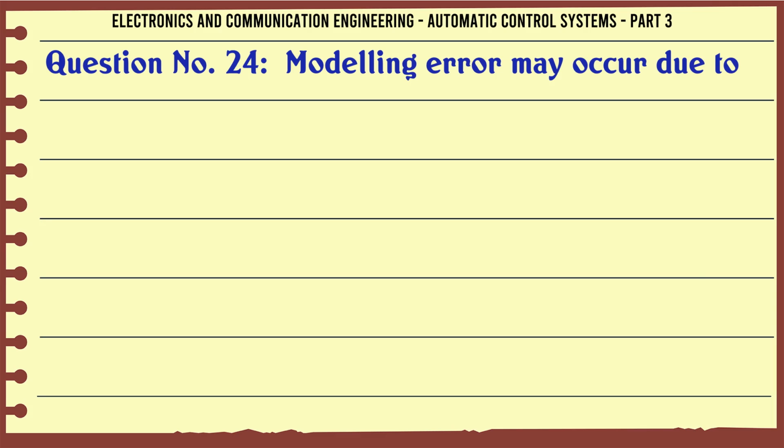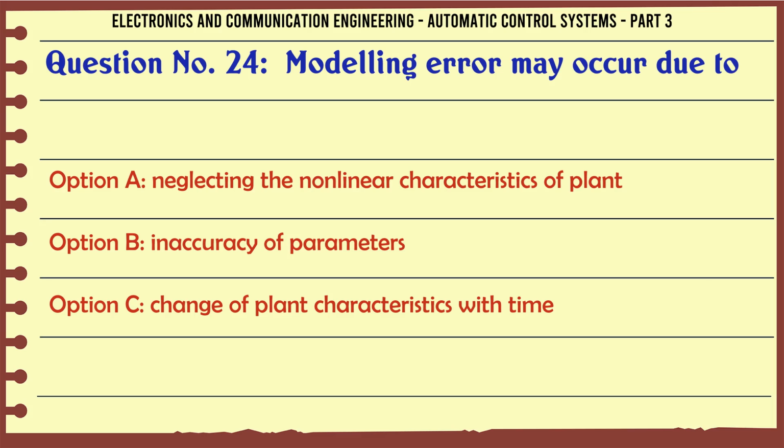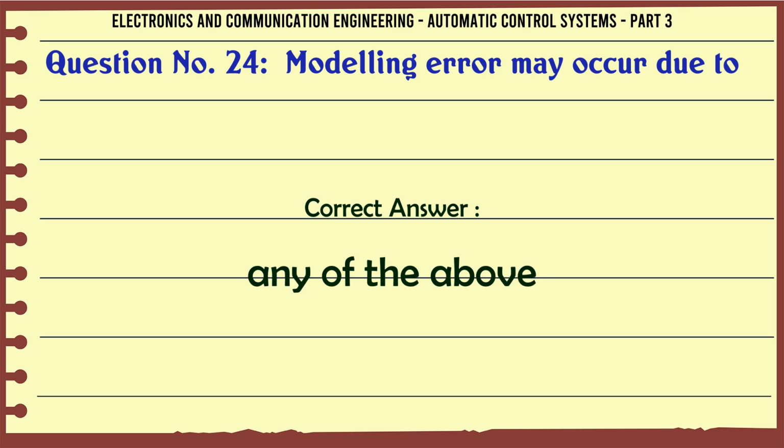Modeling error may occur due to A. Neglecting the nonlinear characteristics of plant, B. Inaccuracy of parameters, C. Change of plant characteristics with time, D. Any of the above. The correct answer is any of the above.